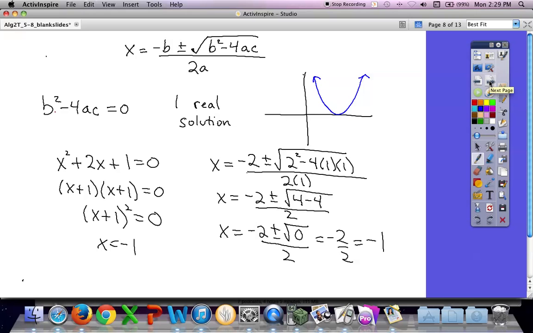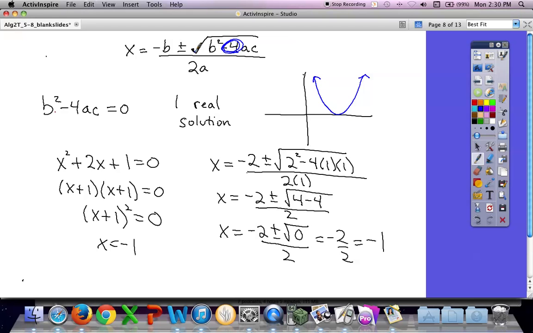Right? What's the last case that we didn't think of? We said greater than 0. We said less than 0. We never did equal to 0. Okay? Notice what happens when b squared minus 4ac equals 0. Meaning if this here is 0, what's the square root of 0? 0. So it doesn't make any difference if we add 0 or subtract 0, we get the same number.